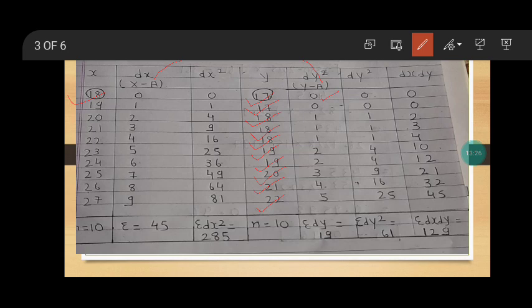2 would be 10. 6 into 2 would be 12. 7 into 3 would be 21. 8 into 4 would be 32. 9 into 5 would be 45. So this way we have completed the dx into dy column as well.